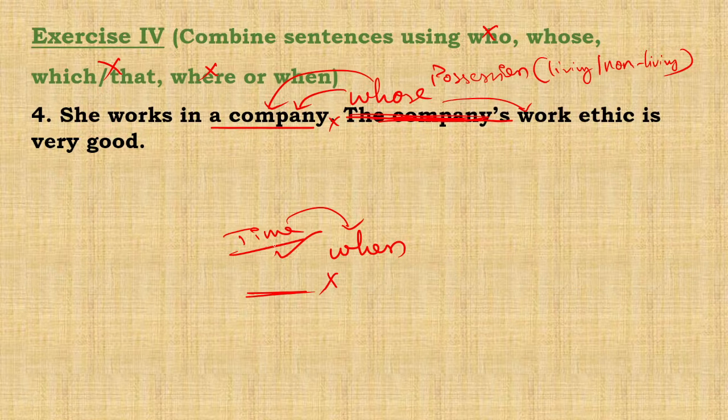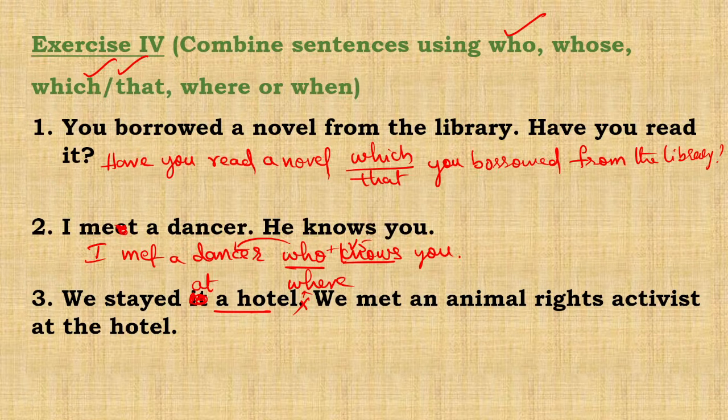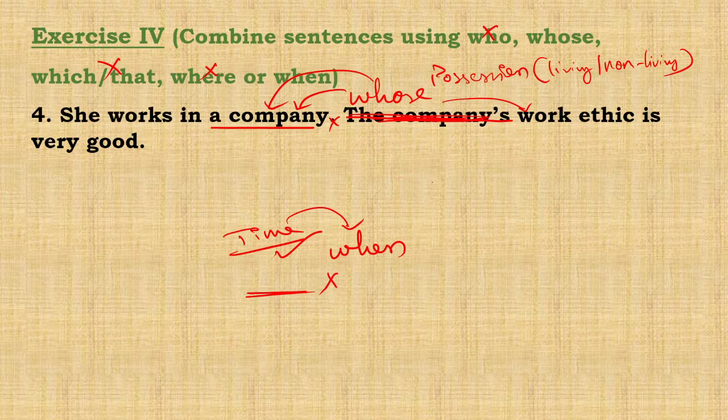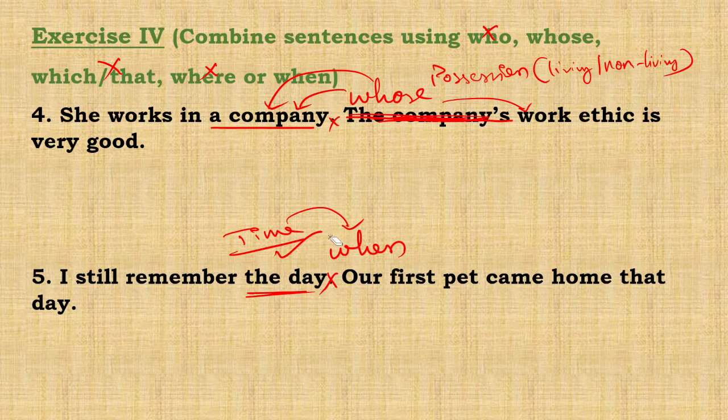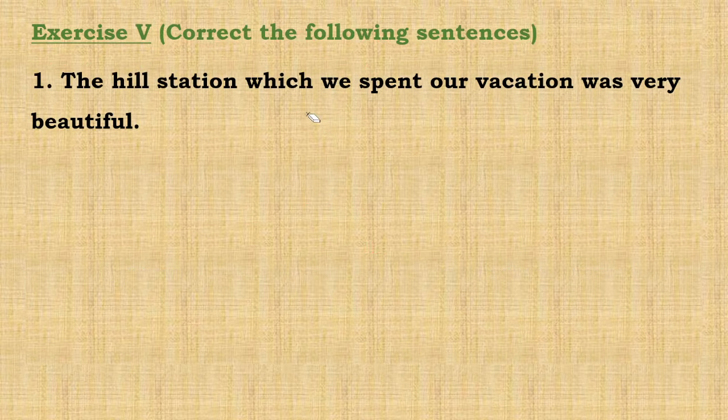So in the first sentence you are using which or that. In the second sentence you are using who. Third sentence you are using where. Fourth sentence it must be whose. And in the fifth sentence we are using when.